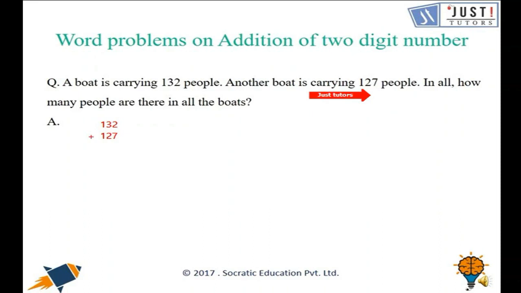We will put the addition sign and then do the calculation. So once again, the ones column, 2 add 7, that makes a 9. We will write 9 in the ones column. Then 3 add 2 is equal to 5. 5 in the tens column. And then 1 add 1 makes a 2. So 2 in the hundreds column. So the final answer is 259. Therefore, there are a total of 259 people in the boats.